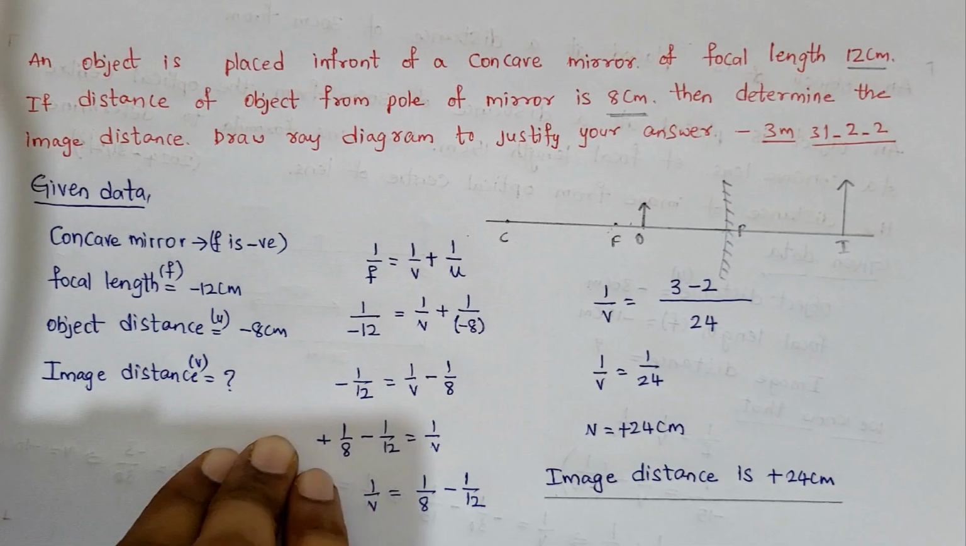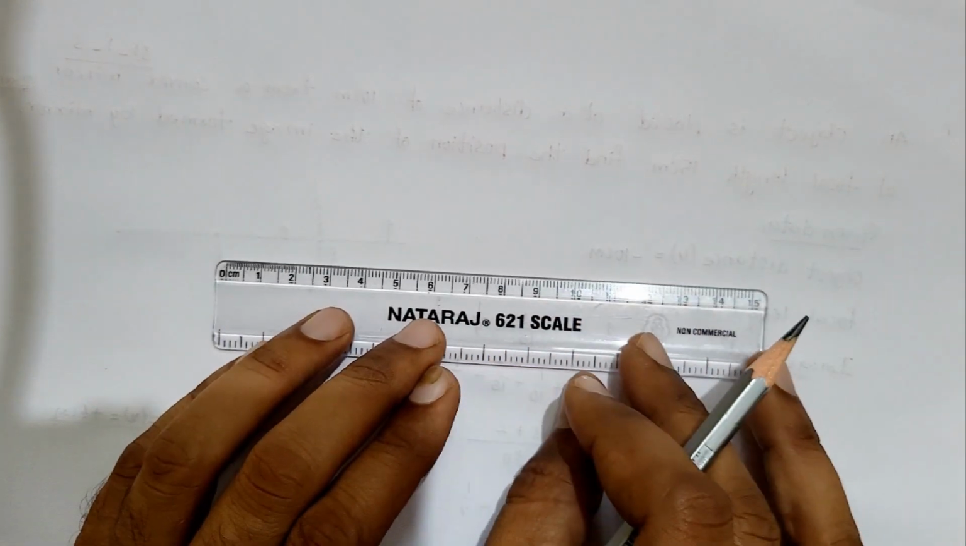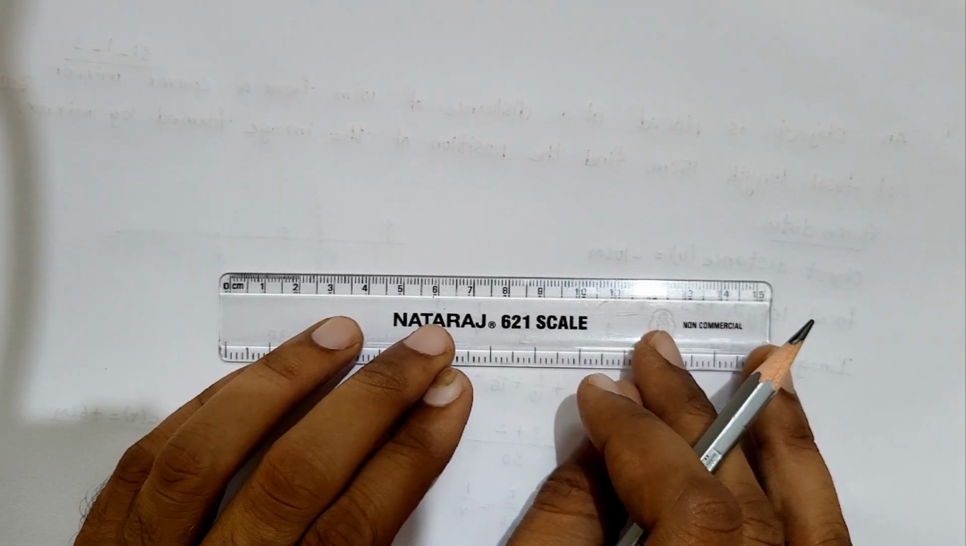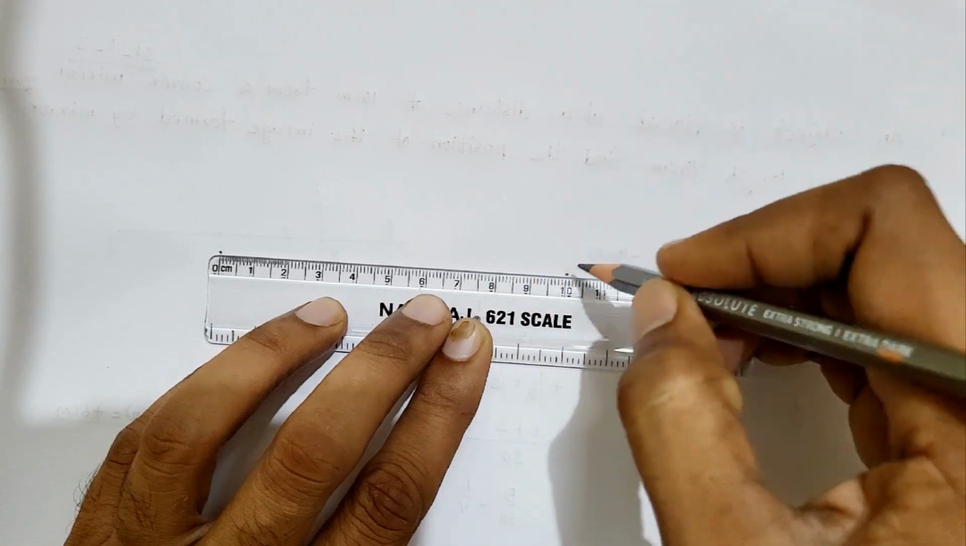How shall we draw the ray diagram for this one? Some students will ask, sir, they mentioned focal length is 12 centimeters. Shall we take focal length as 12 centimeters only? No, not required. We can take our own measurements and just mention that it is 12 centimeters. So the best measurement will be, first step is to take a straight line of 10 centimeters.